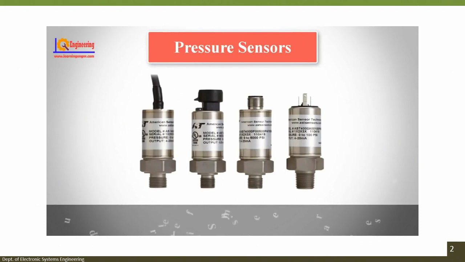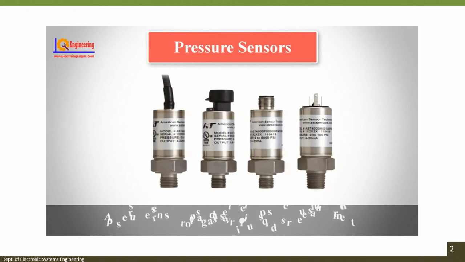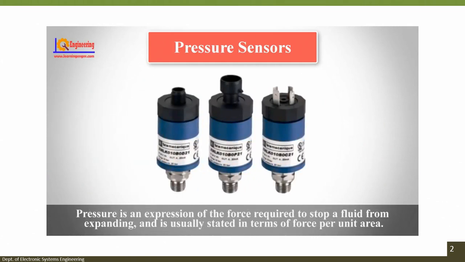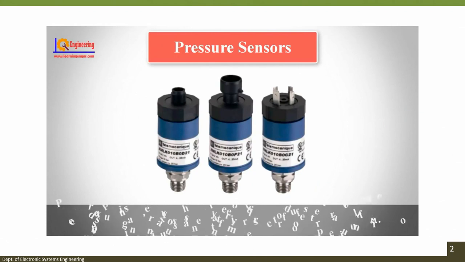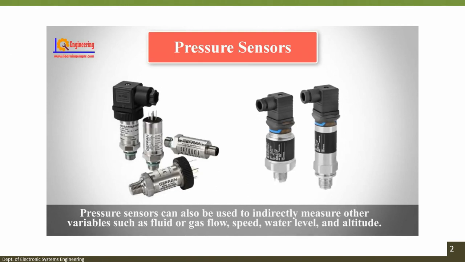Pressure sensors. A pressure sensor is a device for pressure measurement of gases or liquids. Pressure is an expression of the force required to stop a fluid from expanding, and is usually stated in terms of force per unit area. A pressure sensor usually acts as a transducer. It generates a signal as a function of the pressure imposed. Pressure sensors can also be used to indirectly measure other variables such as fluid or gas flow, speed, water level, and altitude.